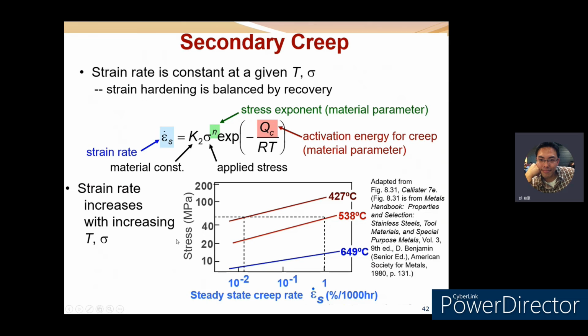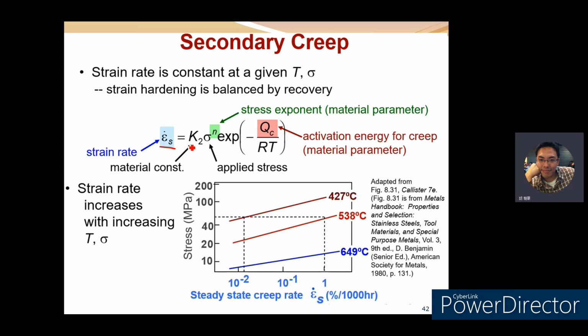Okay, and the strain hardening is balanced by recovery. So we can look at this formula that we are quite familiar with. It's an Arrhenius equation, right? It's an exponential form. So we can define this strain rate.